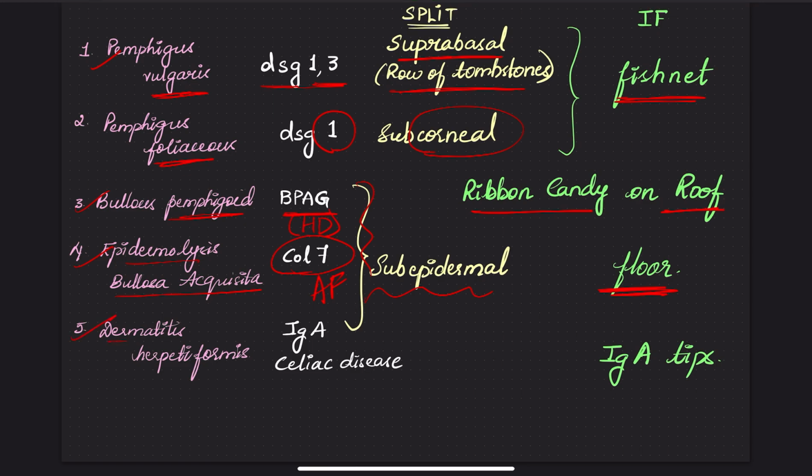In dermatitis herpetiformis, IgA is involved, associated with celiac disease. Also, it shows a subepidermal split, and there are IgA tip lesions at the tips of the dermal papillae. This is to summarize all the blistering diseases. Thank you, everyone.